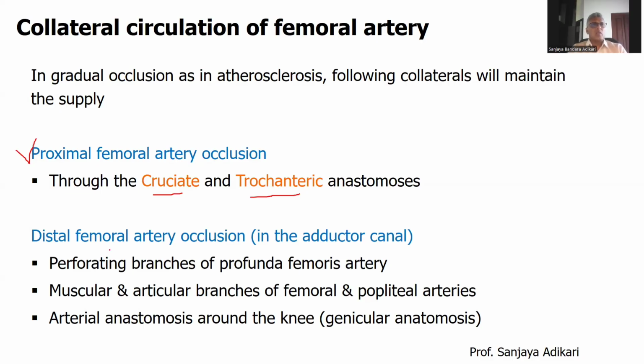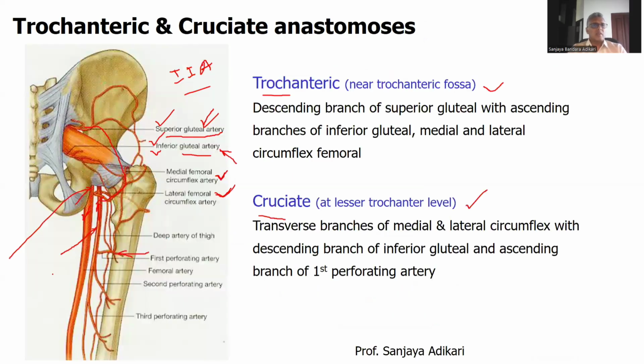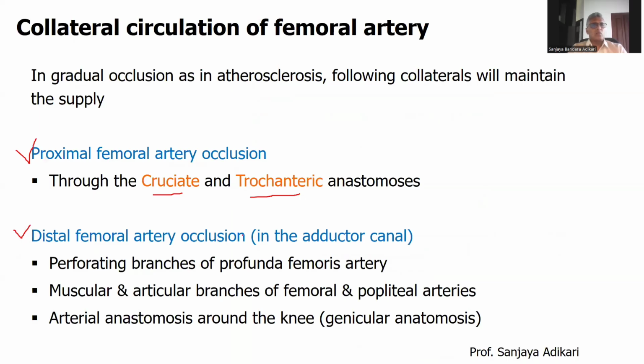On the other hand, if the obstruction is distal, say somewhere here, after the deep artery of the thigh is given, then you don't need cruciate and trochanteric anastomosis anymore, because blood can now directly enter into the deep artery of the thigh from the femoral artery, and the blood can bypass the block and enter the femoral artery distally here from the deep artery. So this is how they enter the deep artery, through the perforating branches of the profunda femoris artery.